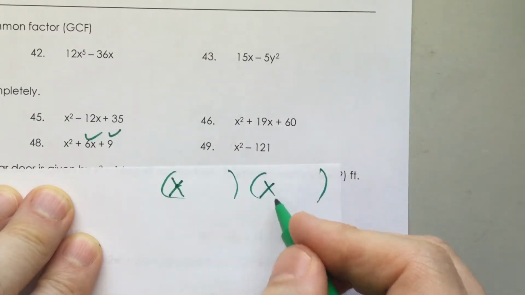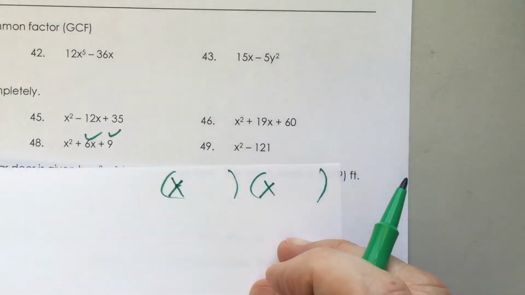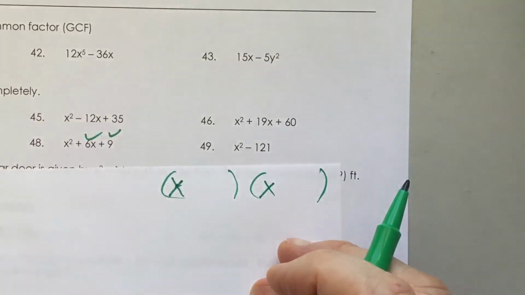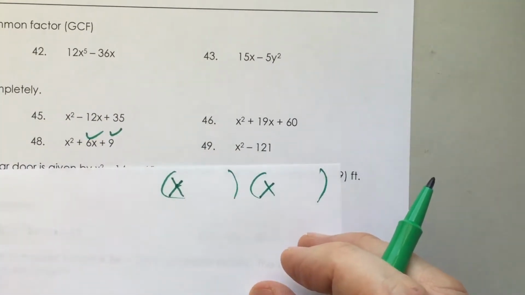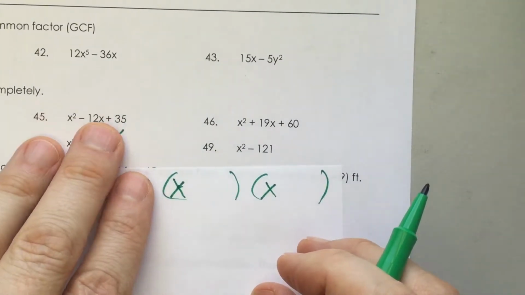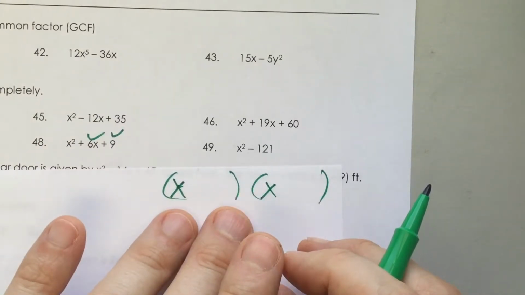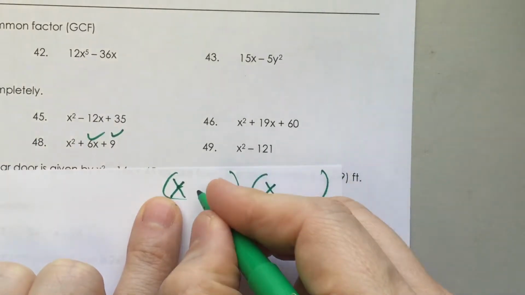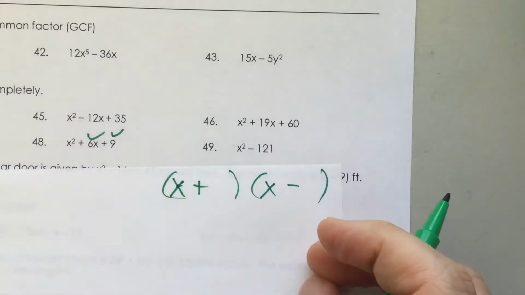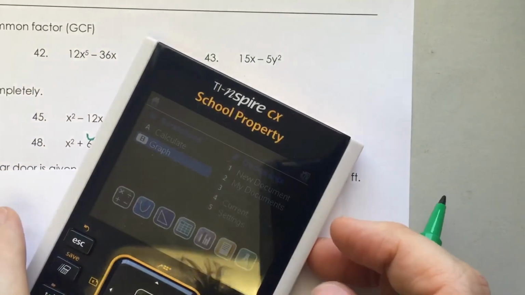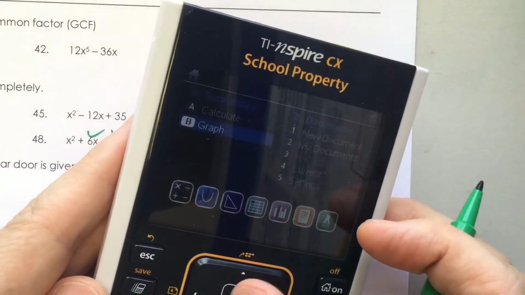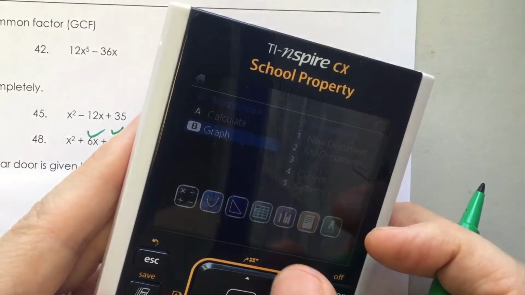So what you're looking for when it's that, you're looking for two of the same number again. Just like previously we had 5 and 5, we had 3 and 3. Well, you're looking for the same number, except this time one's going to be positive and one's going to be negative. So you can basically just find out what times itself gives me the square root of 21.